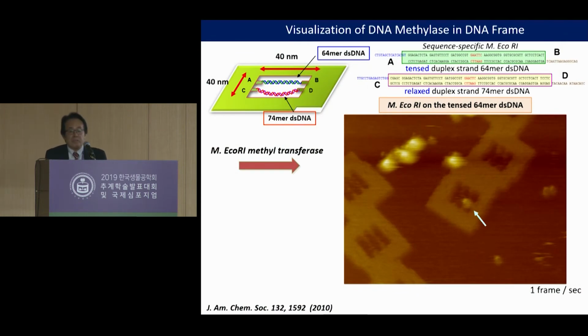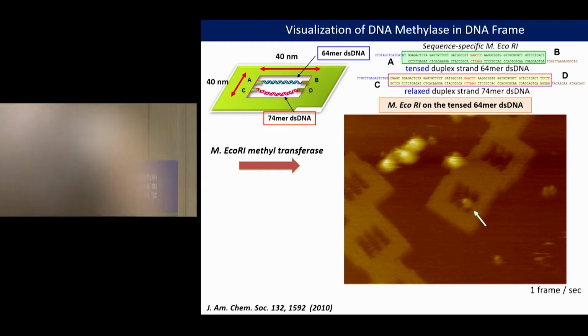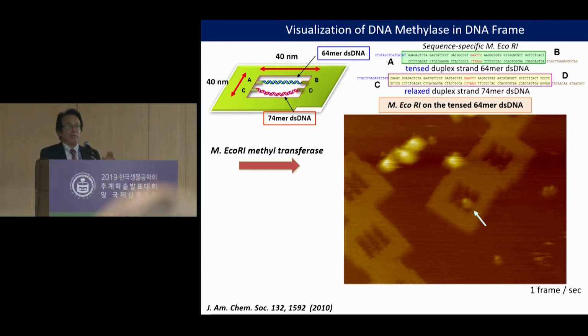The first example is methyltransferase. This enzyme puts a methyl group at the adenine of the GAATTC sequence. Both bridges have that methylation sequence in the center. The top strand has 64 base pairs that fit between A and B, but the bottom strand has 74, which has 10 extra bases to make a kind of relaxed duplex. And we looked at the reactivity.